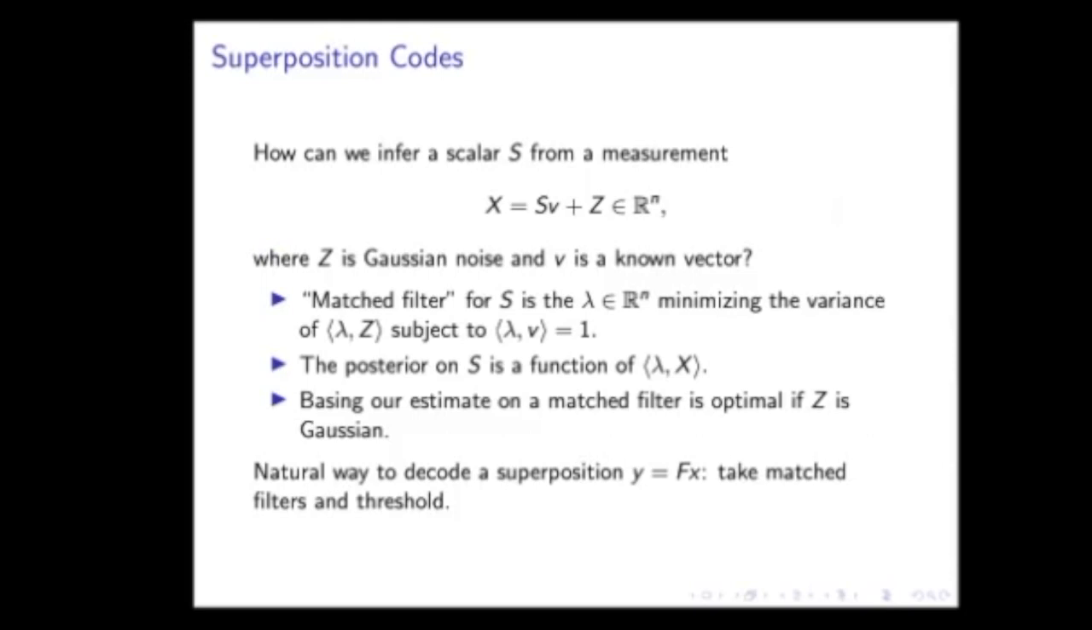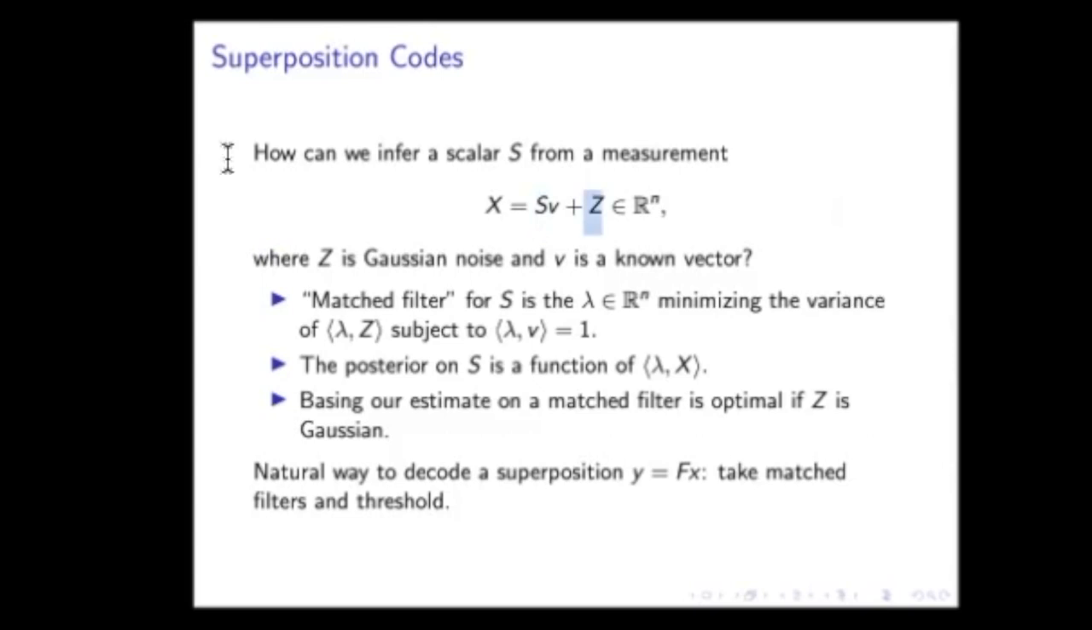Here's another simple little reminder. Let's think about the problem of inferring just one coefficient of my sparse vector y. I'm going to ignore all of the other coefficients. There are exponentially many of them. There are way too many. I'm just going to focus on one. And in that case, my code looks like some unknown scalar times a vector plus some sort of noise.